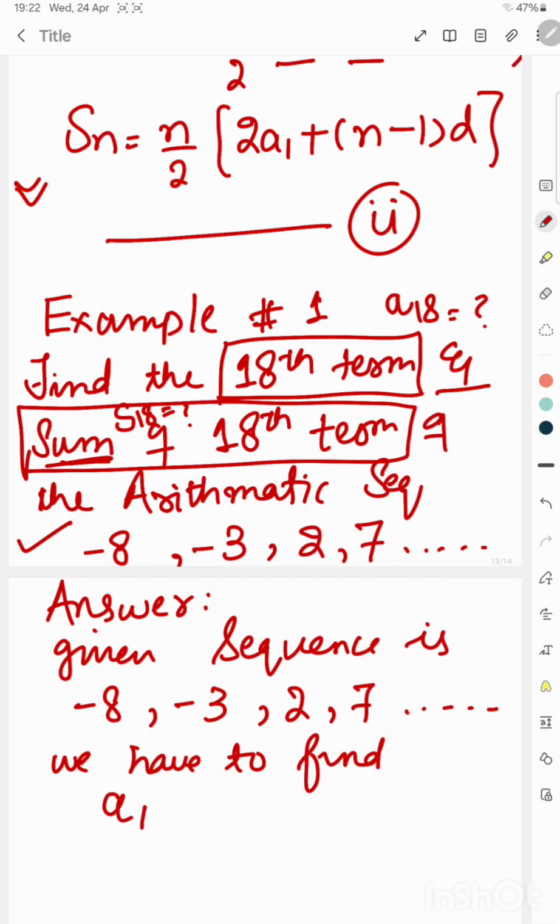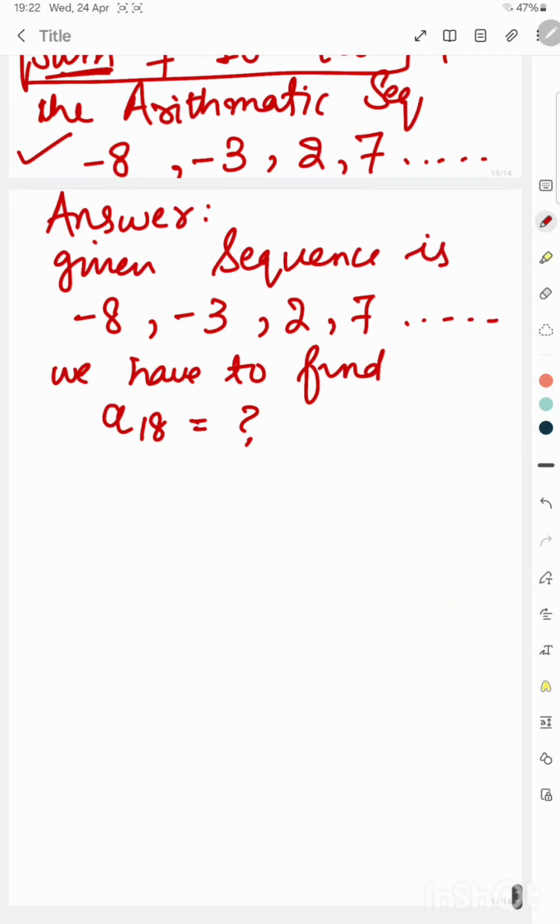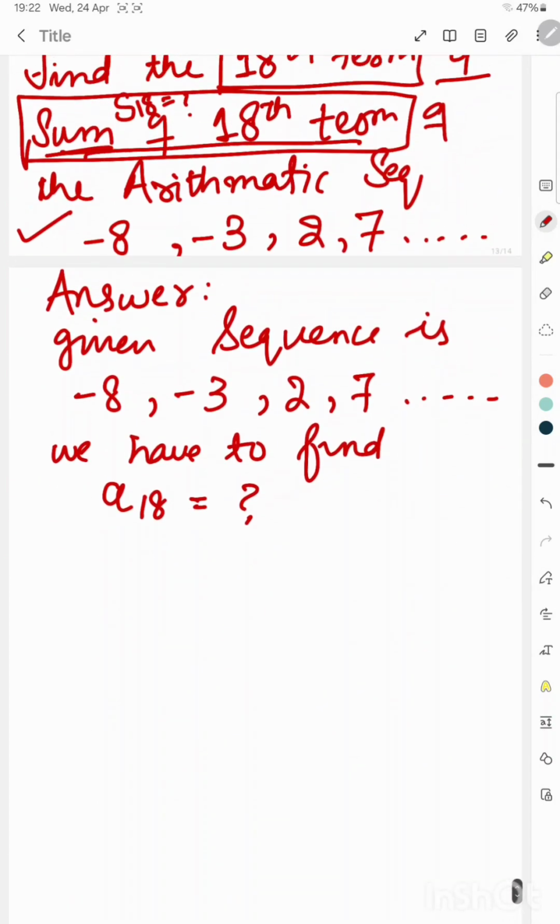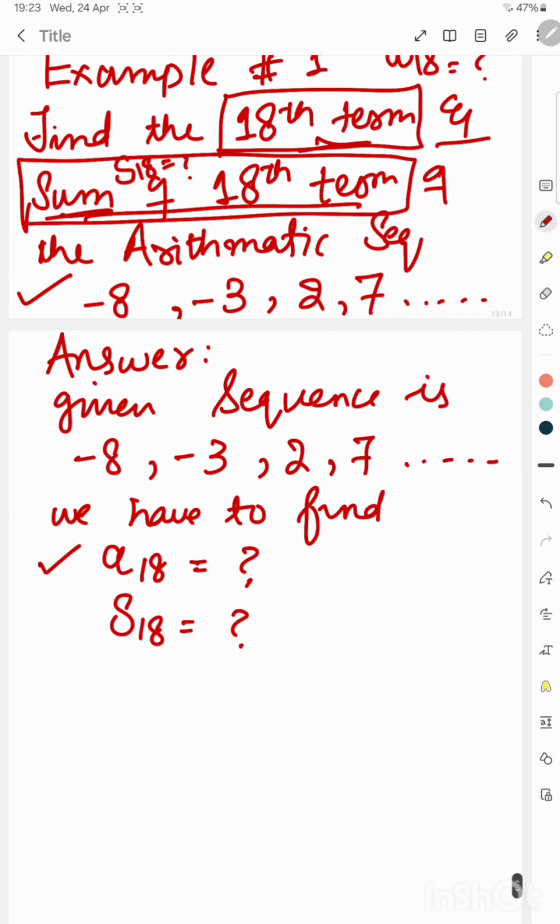One is the 18th term which is equal to a18, and the second thing which we will have to find here is the sum of 18 terms which is equal to S18. So these two things we will have to find. So first we will go for small a18 which is the 18th term. Okay, not the sum of 18 terms. We have to find here the 18th term.